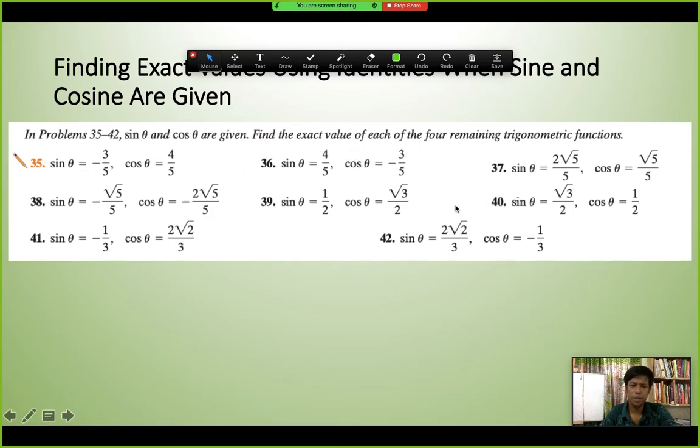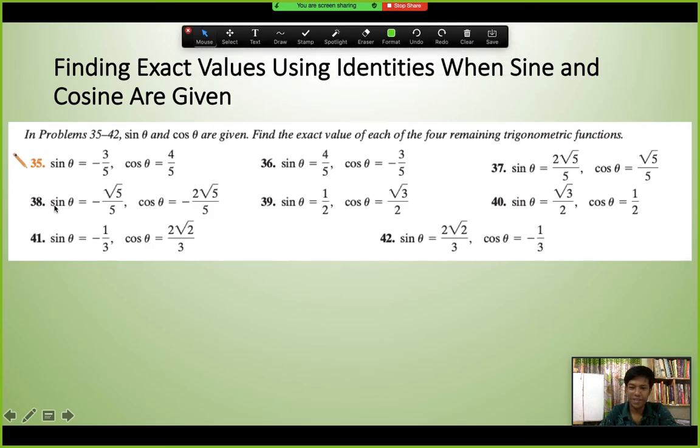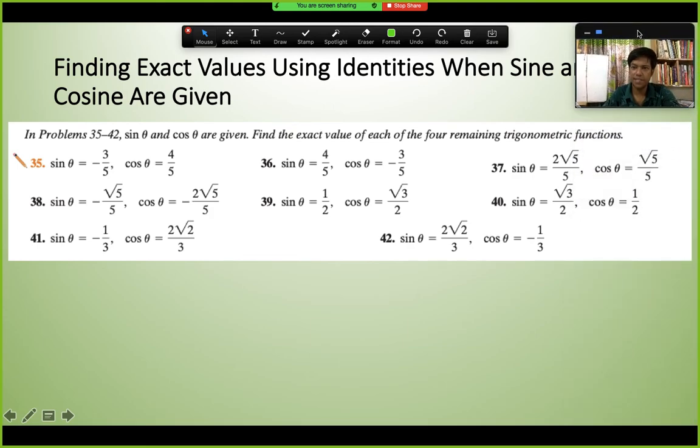This is an important example for many occasions. Sin theta equals this given value, cos theta equals this given value, so you have to find the other 4 trigonometric functions. This is the last thing for today's lesson recording. So sin theta equals minus 3 by 5, cos theta equals 4 by 5. How can we find the other ones?